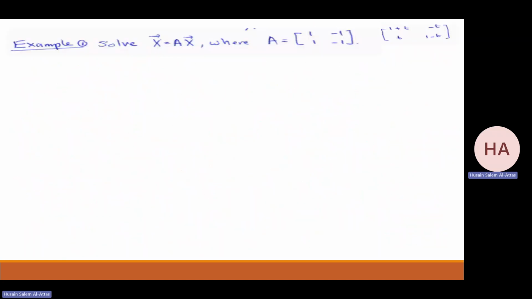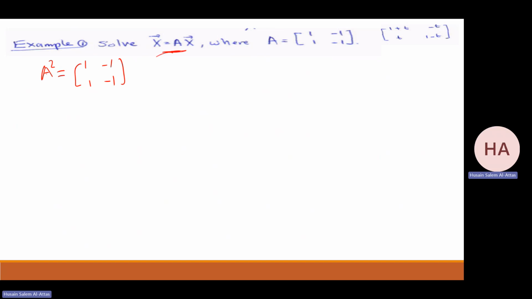Now let me solve this. First, you need to check: is this nilpotent or not? Multiply this by this. It seems to me it's nilpotent. That will be 1 minus 1, 0, minus 1 plus 1, 0, 1 minus 1, 0. Yeah, so it is a nilpotent matrix. Okay, so I'll find the square. That will be 1, minus 1, minus 1.